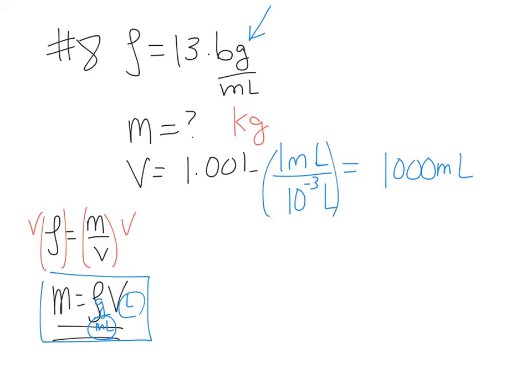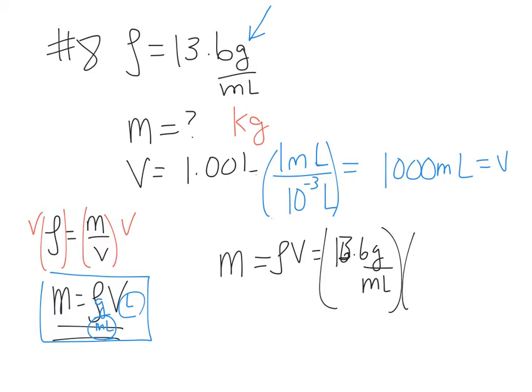So that's our volume, and we're now going to use our equation that the mass is equal to the density times the volume, which equals 13.6 grams per milliliter, that's the density, times the volume, 1,000 milliliters. And so we get that the mass is equal to 13,600 grams. Milliliters has canceled, and we get 13,600 grams.